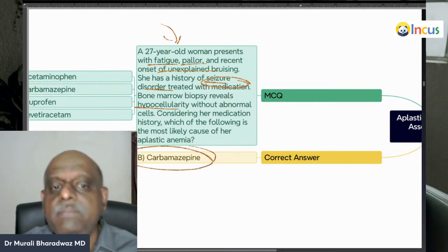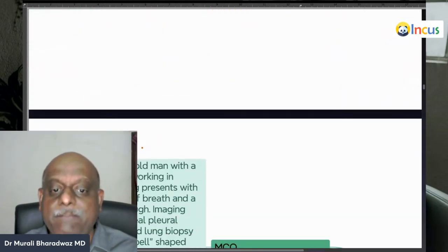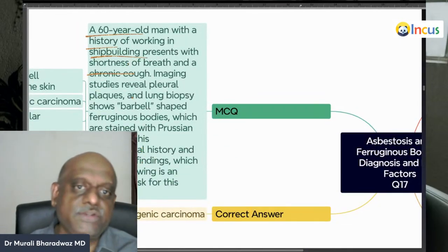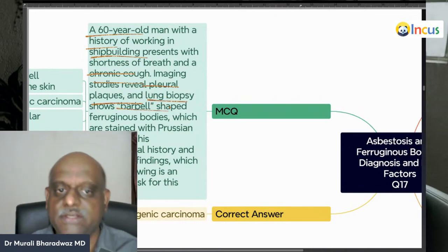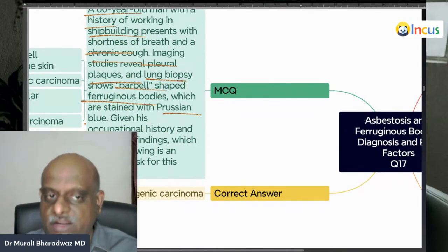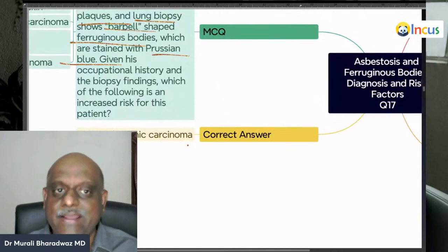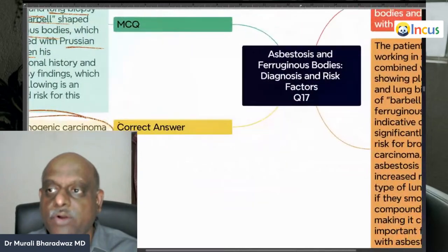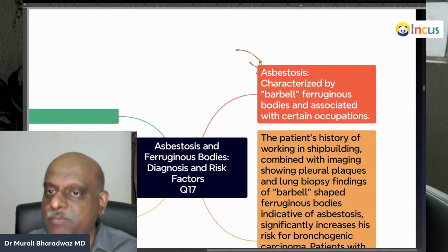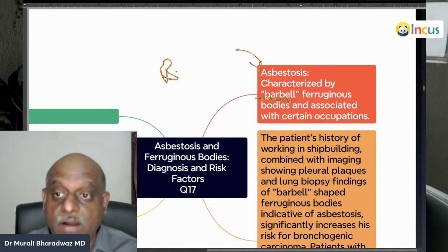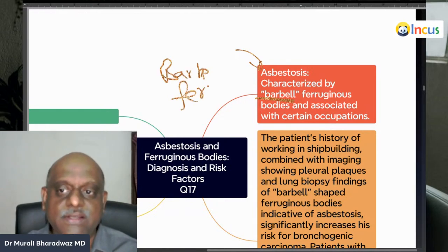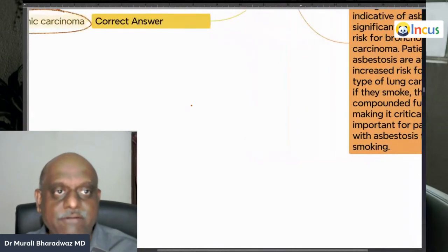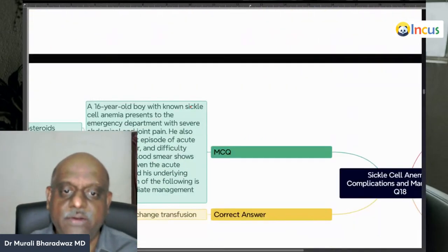So it is the carbamazepine which can lead to the development of aplastic anemia. A 60-year-old woman, shipbuilding industry, coughing is there, pleural plaques. Ferruginous bodies stained with Prussian blue typically is a case of mesothelioma leading to bronchogenic carcinoma. So whenever asbestosis is there, there are barbell ferruginous bodies, and asbestosis is a risk factor for the development of lung cancer, is what you need to remember.